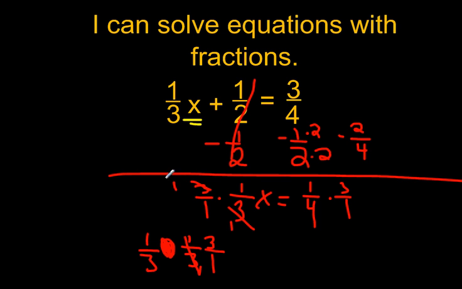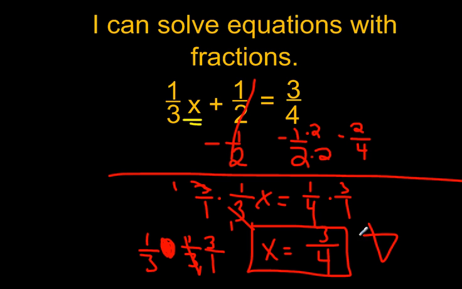These 3's can divide out, so we end up with 1 times 1 is 1, and 1 times 1 is 1, and 1 times x is x. And on the other side, we're going to multiply straight across as well. 1 times 3 is 3, and 4 times 1 is 4. So we end up with x equals 3/4. That is the solution to our equation.